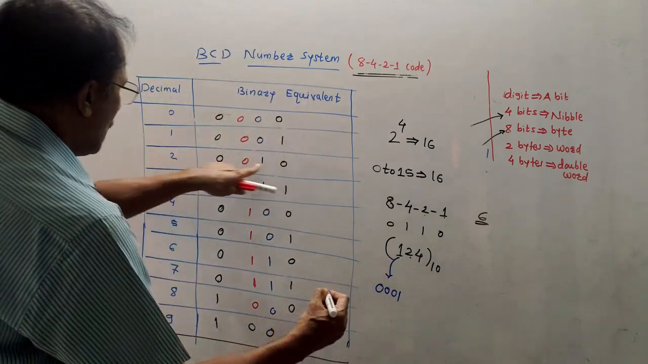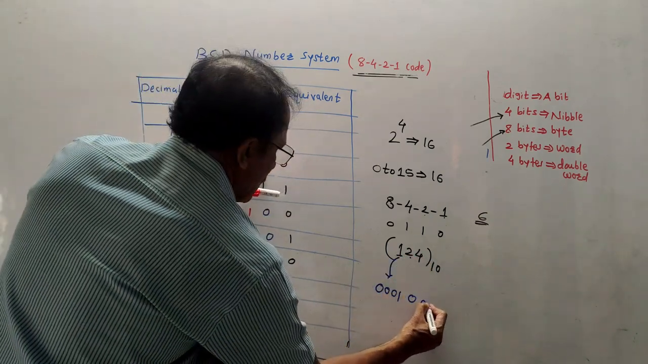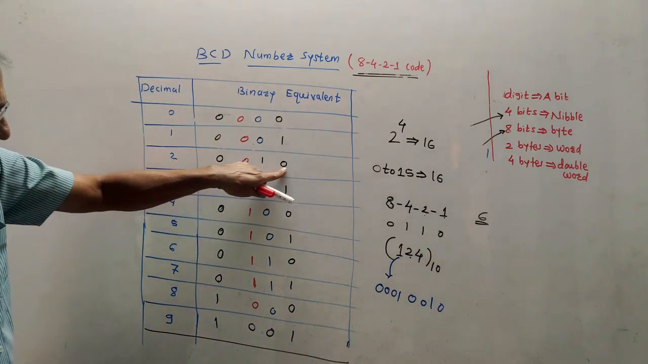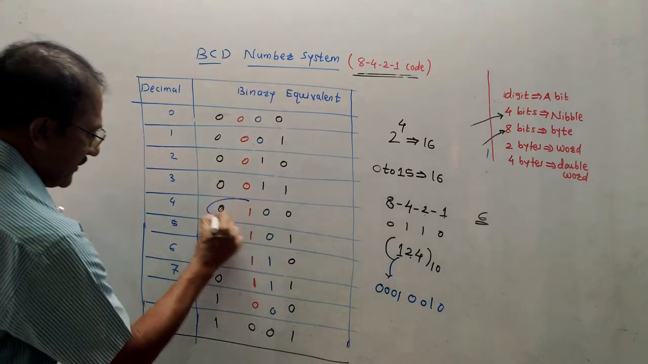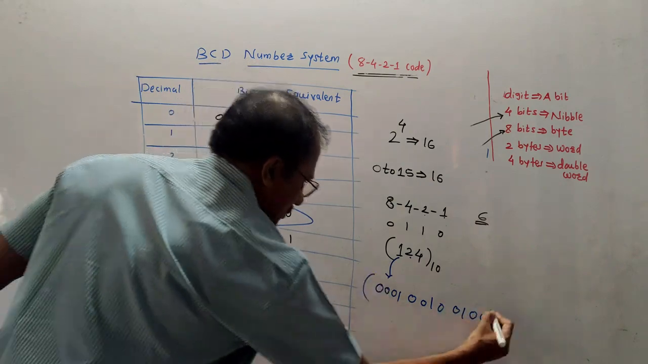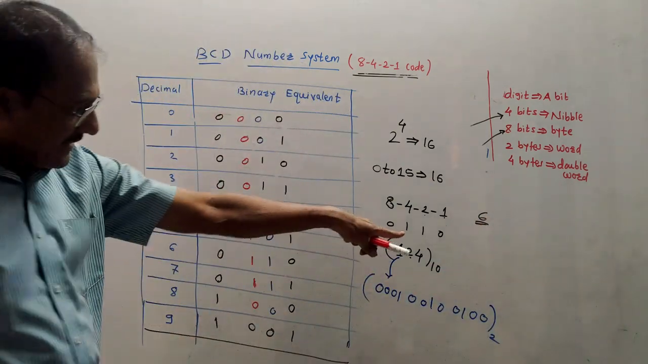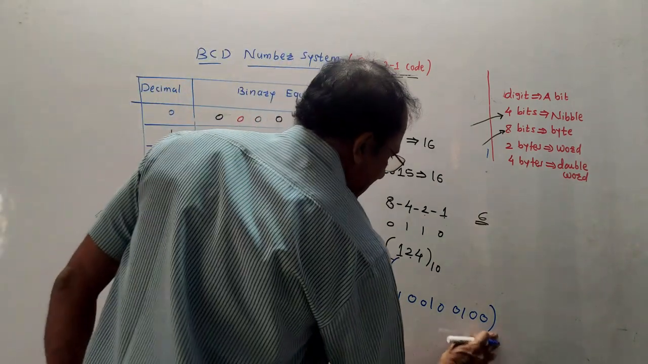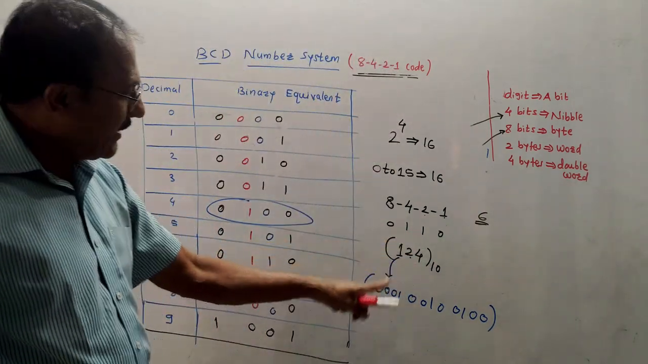For 2, what is the corresponding value? It is 0, 0, 1, 0. For 2, I am referring to this value. For 4, what is the corresponding value? This value. So it is 0, 1, 0, 0. So this is the case. This decimal number is represented in the form of binary like this.